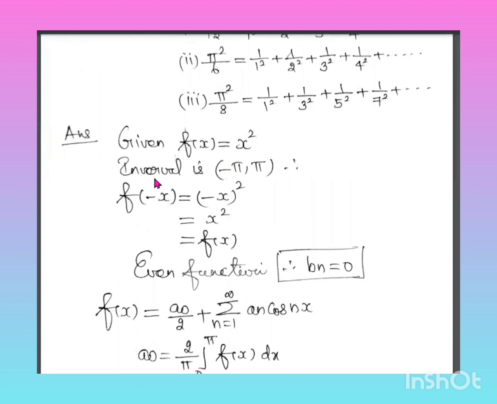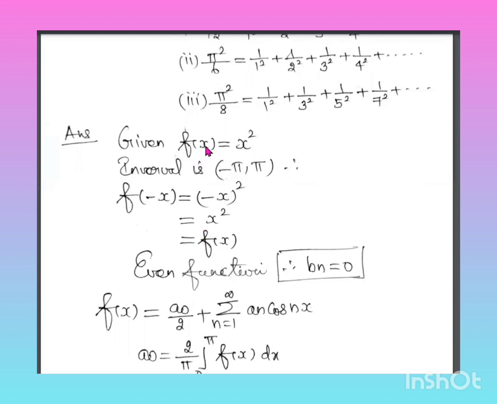Answer: the given function is f of x equal to x square. The interval is minus pi to plus pi. Only if the interval is minus pi to plus pi, minus 3 to plus 3, minus L to plus L, minus 1 to plus 1, can we find whether the given function is even, odd, or neither even nor odd. Otherwise, we cannot find. So the rule is f of minus x equal to plus f of x. That is an even function.